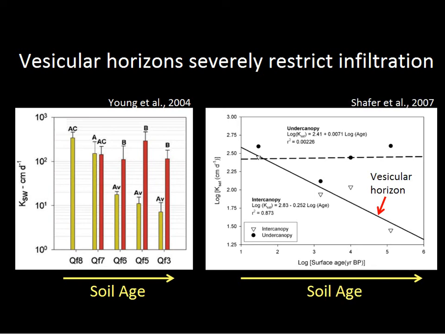This is another study which shows a similar principle in a slightly different way. So here, again, we're looking at infiltration rate with increasing soil age. But here what they did was they looked separately at the intercanopy soils, so the soils that tend to have vesicular horizons, and at the undercanopy soils, which do not develop vesicular horizons. And what you see is that in the intercanopy, there is a decrease in infiltration rate with increasing age. But in the undercanopy soils, you don't see that same trend.